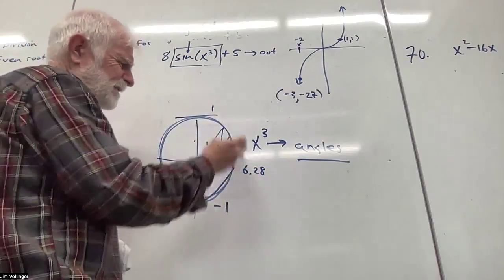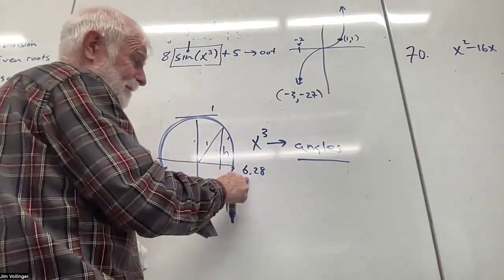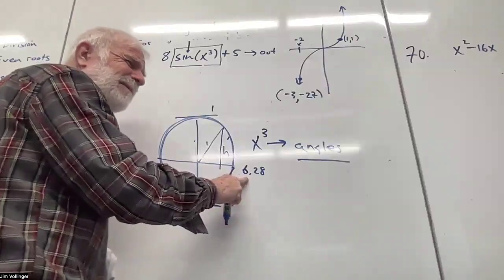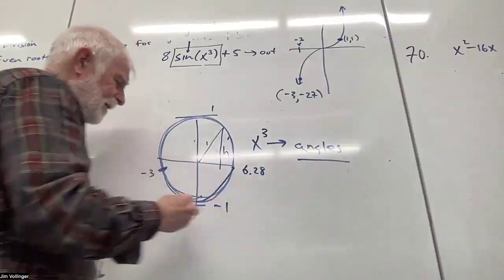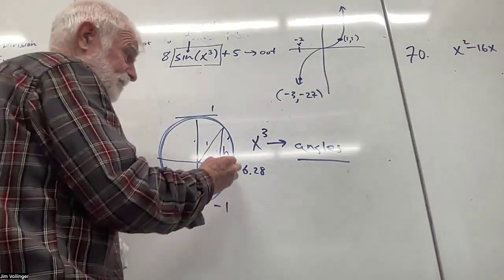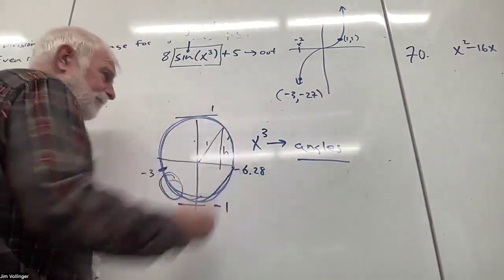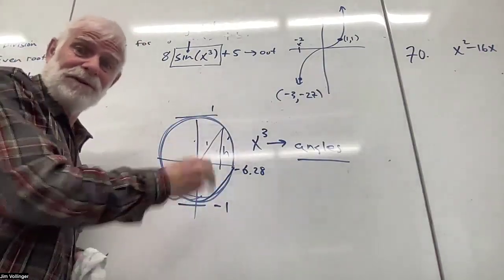All right, so where's -27? Well, 4 gets me pretty close to 25. And I got to go another 2. I think I'm probably in this vicinity. But what have I done? I've gone 27. So there's 6.28 minus 6.28. I'm going pretty fast around the circle here.